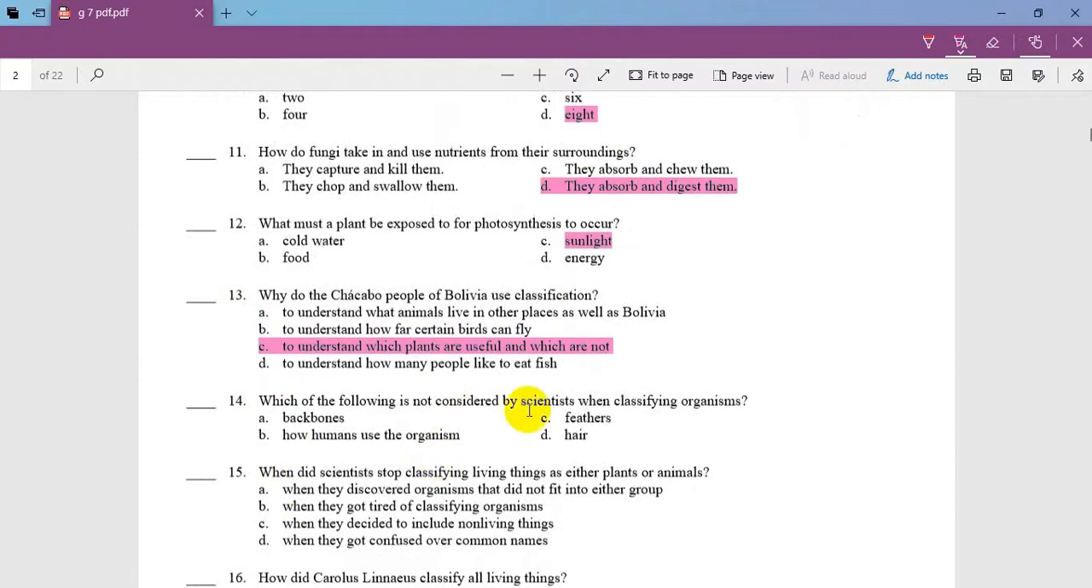Which of the following is considered by scientists when classifying organisms? What do scientists keep in mind when they classify organisms? Backbones, how humans use the organism, whether they have feathers or not, whether they have hair or not. Of course, when they classify, they don't keep in mind how humans use organisms, because it depends on which country and which culture, so they don't use this when they classify organisms.